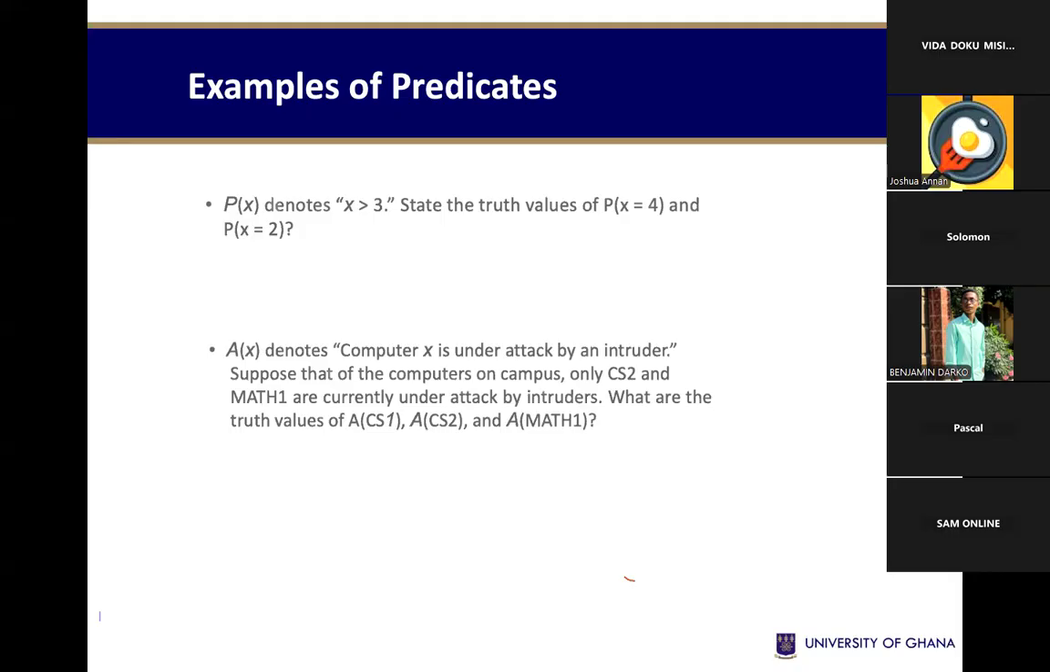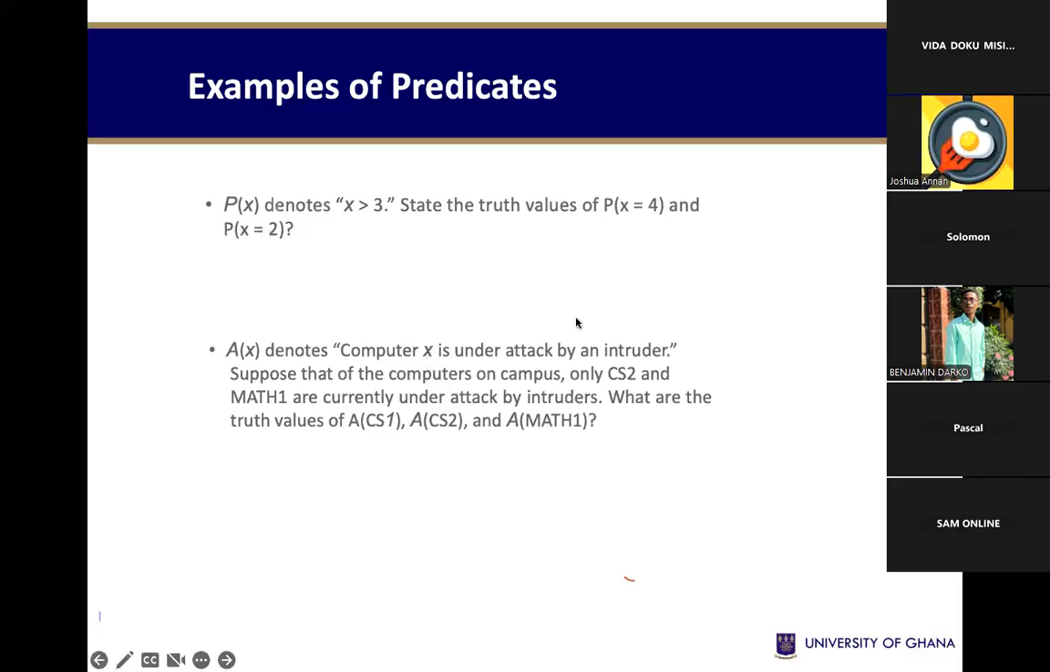So P of X denotes X is greater than 3. We want to state the true values of P of X when X equals 4, and P of X when X equals 2. So if you look at it very well, once you know X is 4, you make a substitution here, that is going to give us 4 is greater than 3. And 4 is greater than 3, so in that case, this propositional function with X equals 4 is true. Then when it comes here, P of X with X equals 2, 2 is not greater than 3. Hence, this propositional function P of X with X equals 2 is a false statement.